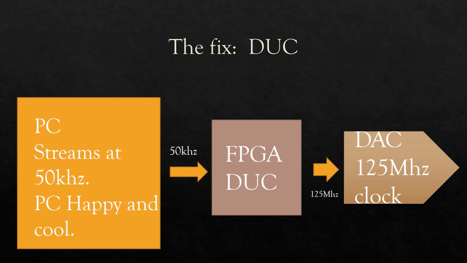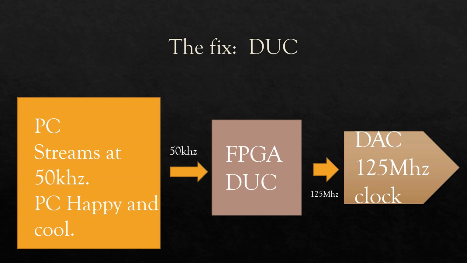And that, folks, is what the digital upconverter does. Basically, we can say for 15 kilohertz of data, a 50 kilohertz sample rate will be more than fine. So the best scenario is we'll have our PC stream at a 50 kilohertz sample rate, and that will go into a little FPGA chip, and that FPGA will do all the work for us, and it'll upsample the signal to 125 megahertz, and it'll also add the 20 megahertz carrier signal.